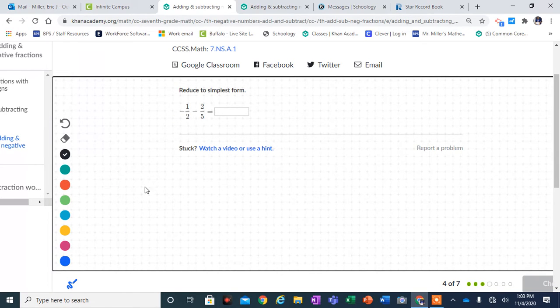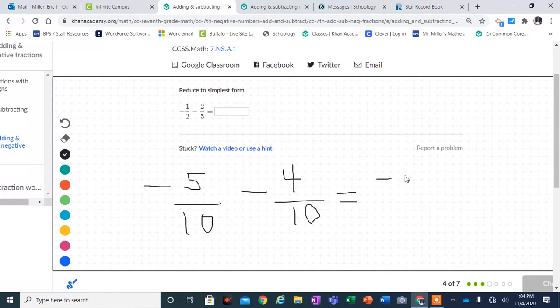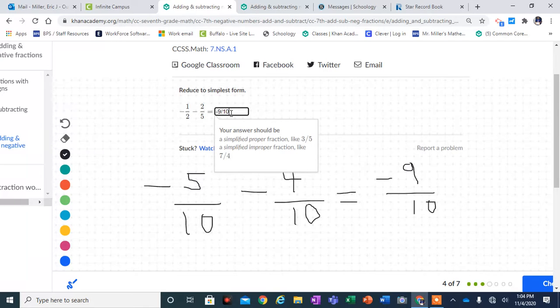Again, negative, negative. So negative, this would be a 10 minus, this again is a 10. So 2 times 5 is 10. So 1 times 5 is 5. 5 times 2 is 10. So 2 times 2 is 4. So if you have a negative 5 and a negative 4, that is now a negative 9. You spent 5, you spent 4, now you spent 9 out of 10. So negative 9 out of 10.